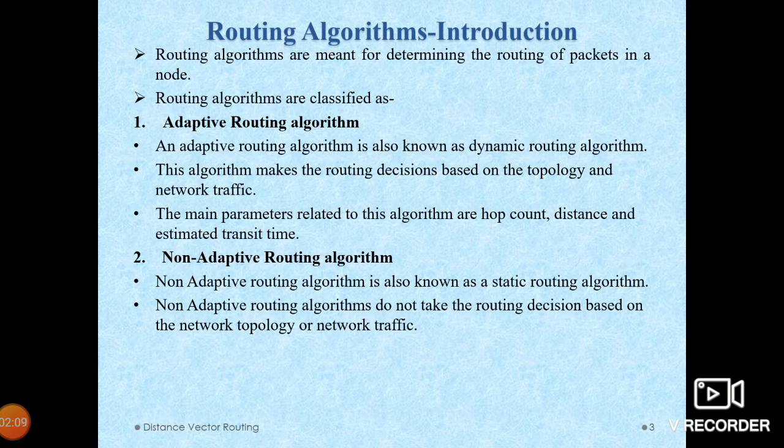Adaptive routing algorithm is also called dynamic routing algorithm. Dynamic routing changes the routing table according to changes in network traffic and topology. And non-adaptive routing algorithm is also known as static routing algorithm, which does not take routing decisions based on the network topology or network traffic. In adaptive routing, the parameters related to this algorithm are hop count, distance, and estimated transit time.